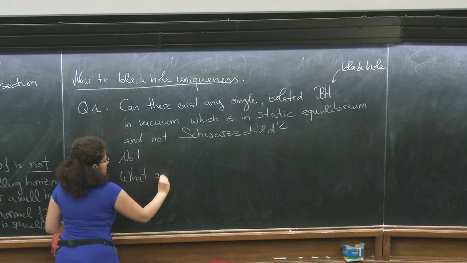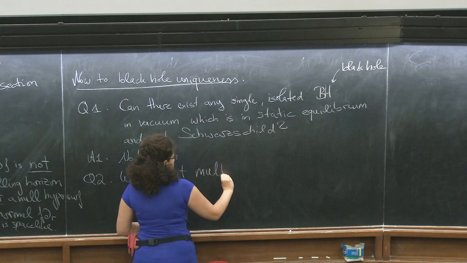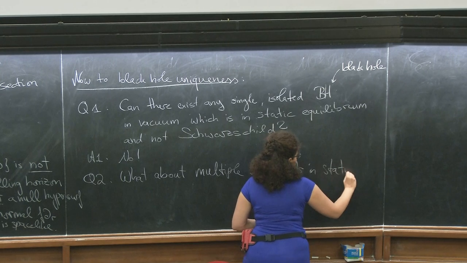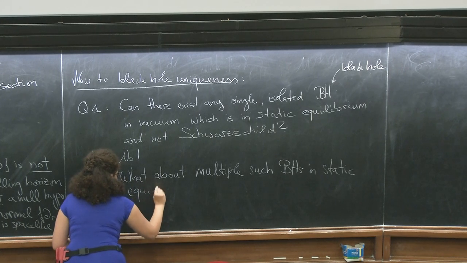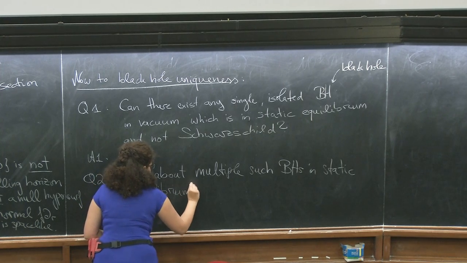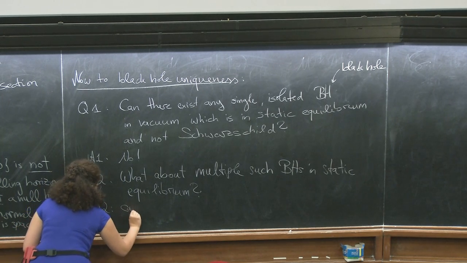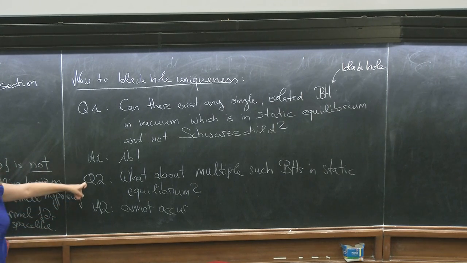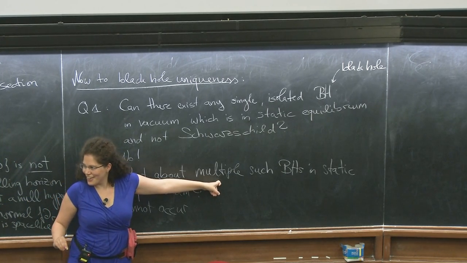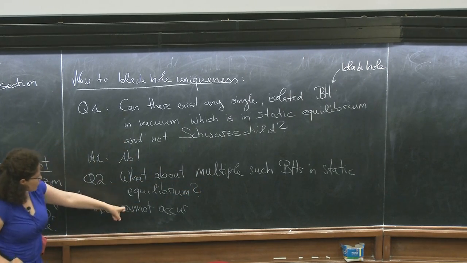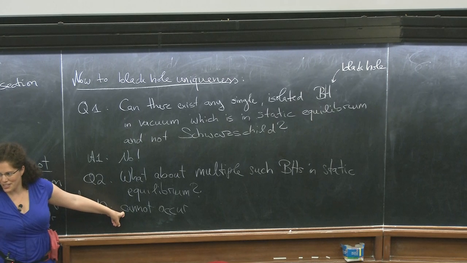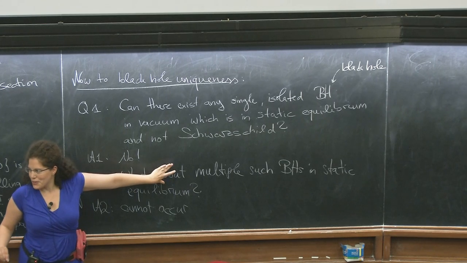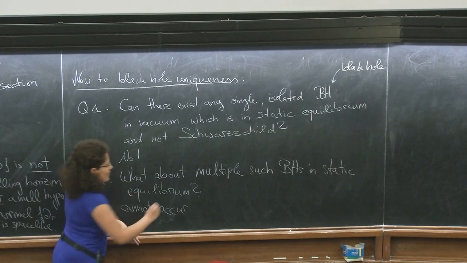What about configurations of multiple black holes? Multiple such black holes in static equilibrium. And the answer again is cannot occur. So depending on whether you're a physicist or a mathematician, you read multiple to include one or not. If you read multiple as to include one, then cannot occur is not the right answer. Then the right answer should be, then you have to be Schwarzschild as well. And we will see that in the theorem next class. Okay? So but here let's read multiple as an everyday person, or as I believe physicists do, and exclude one.